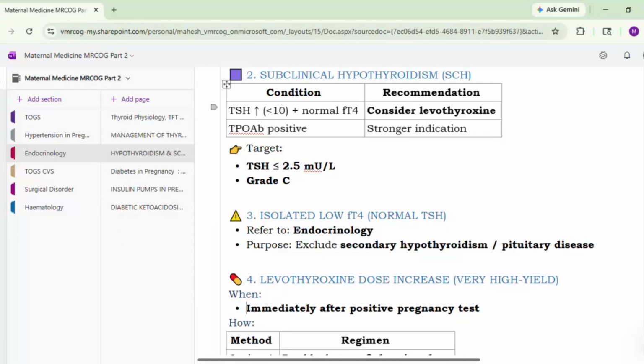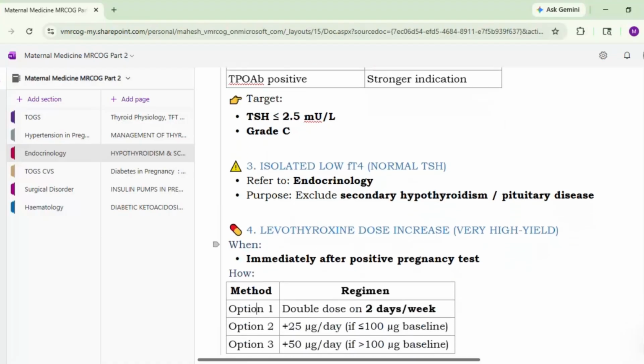So this is different from this. Here TSH is increased, but the normal FT4 is there. We always do TSH and FT4. But here TSH is normal, but the FT4 is low. Then these patients will require referral to endocrinology to exclude secondary hypothyroidism.